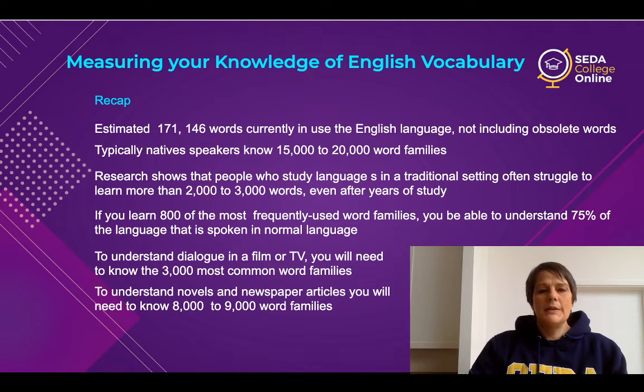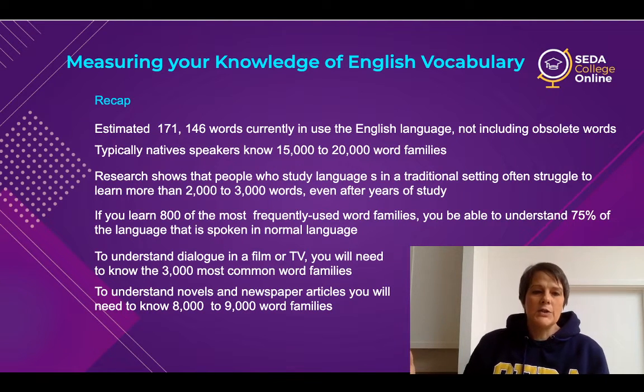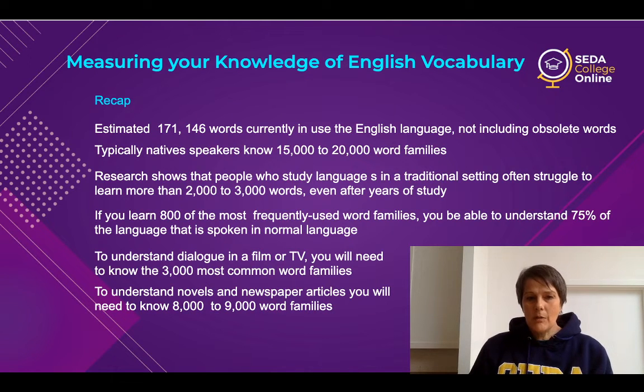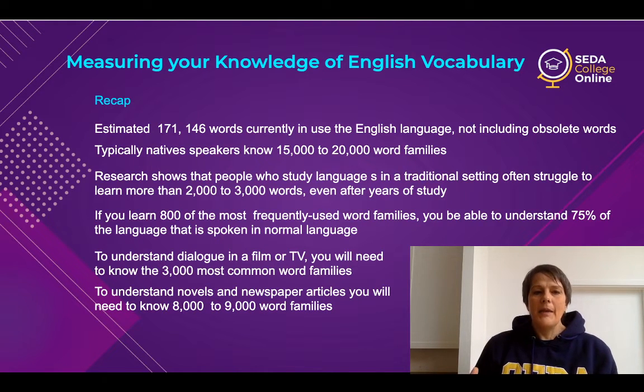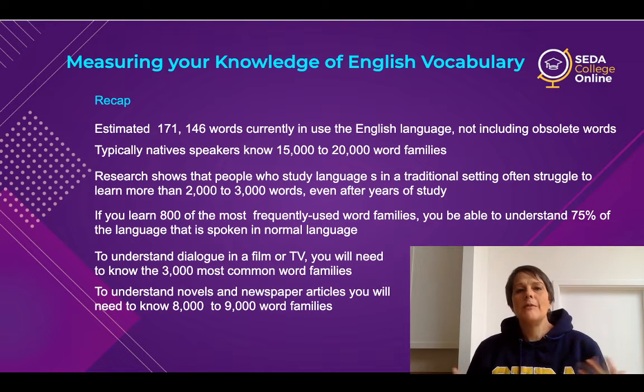So then if you want to get to the place where you understand novels and newspapers and a wider range of language, you need 8,000 to 9,000 word families. And you do that by going out into the real world, listening to people, reading books, reading magazines, watching TV. Basically, you need to be exposed to the language that you want to learn before you can learn it.